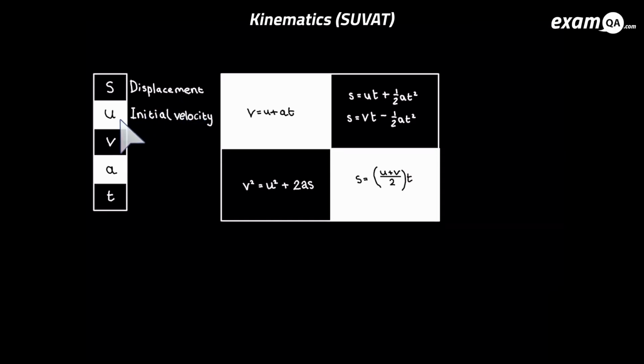Next we have U. U is the initial velocity. And you've probably already guessed, V is the final velocity. A is of course acceleration. And T, you probably guessed it, it's indeed time.